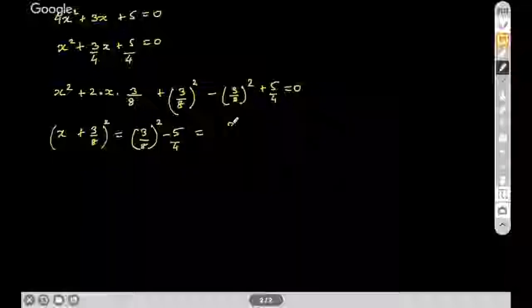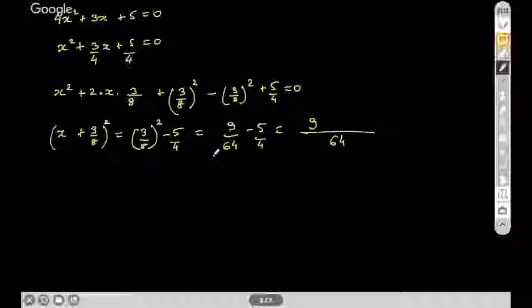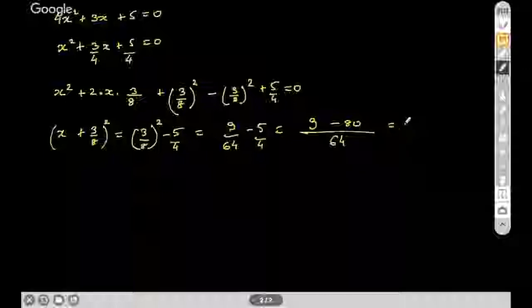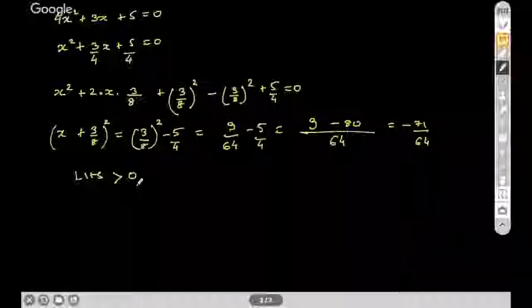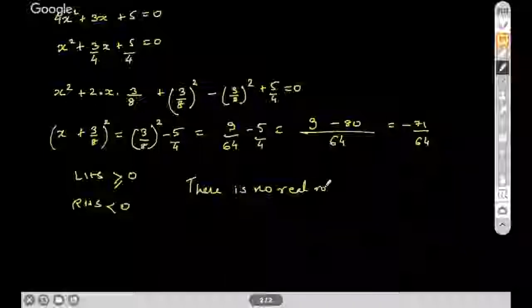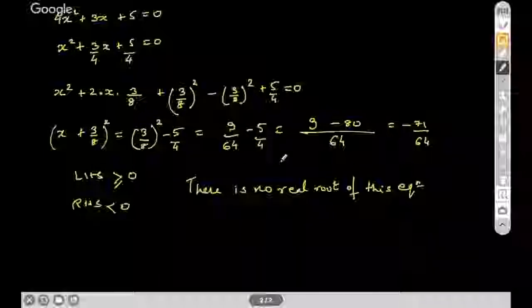So let us simplify this. This is 9 upon 64, right? Minus 5 upon 4, which is nothing but 64 will be the LCM. And hence it is 9 minus 80, so here it is negative 71 by 64. Now here is the problem. There is a square term on the LHS, so LHS is greater than or equal to 0. Why? Because squares are always either 0 or a positive value, but RHS is less than 0, it's a negative number, so this is not possible. So hence we say there is no real root of this equation.